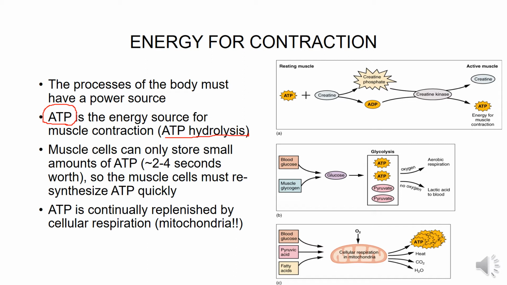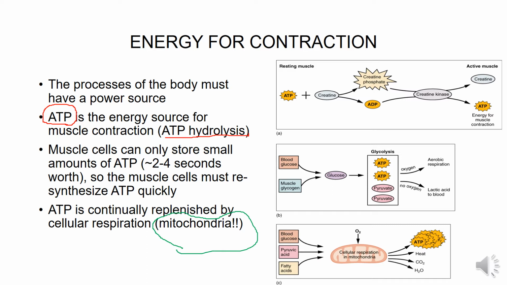You can see in your notes here 2 to 4 seconds worth. That's arguable. Some textbooks say it's a lot longer. It can be up to 6 to 8 seconds, and also just depending on what pathway we're talking about. But it's not that long. So what you need to do is you need to be able to replenish ATP very quickly, and we do that thanks to our ATP powerhouse, or our energy factory, the mitochondria.